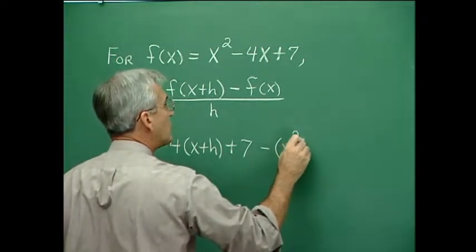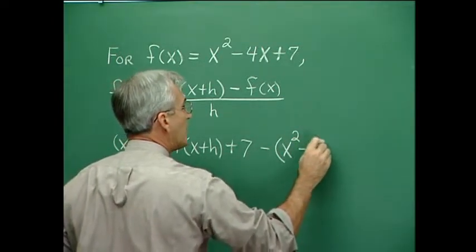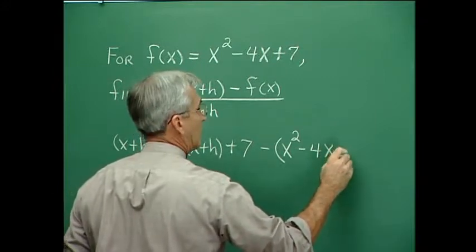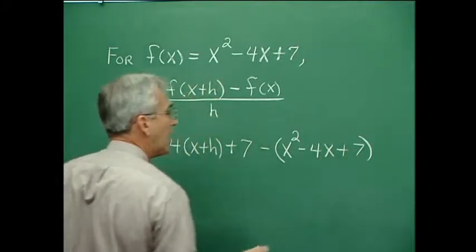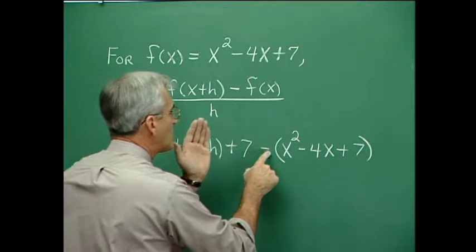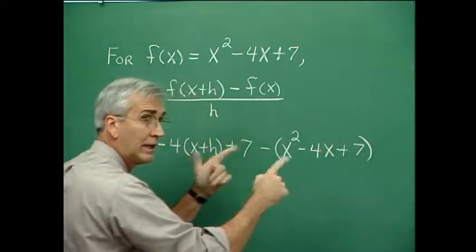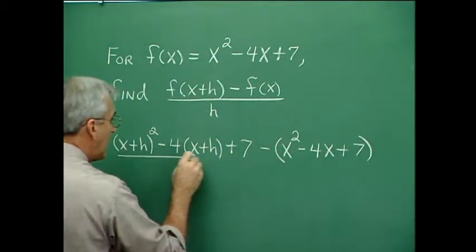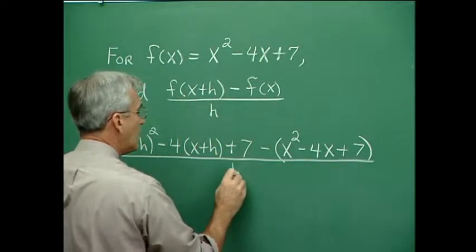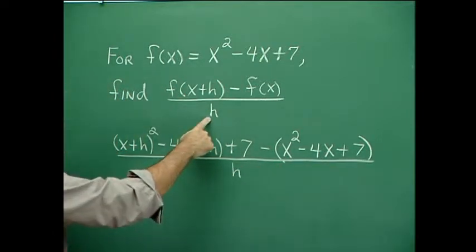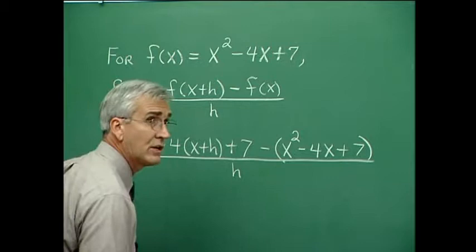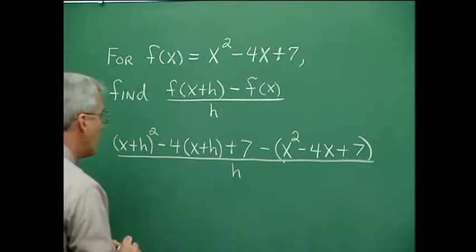Now notice I've introduced a parenthesis here because I'm writing a trinomial, and I want to make sure we're talking about subtracting the entire trinomial and not just the first term of it. All right, and then all of this is over h. Now notice, no function notation in this denominator. All we're doing is writing h. All right, all the action is in the numerator here.